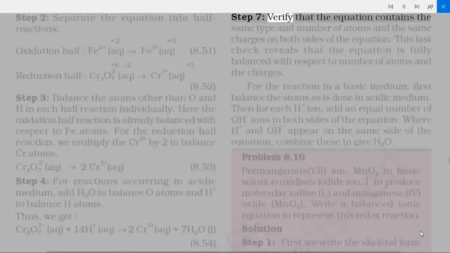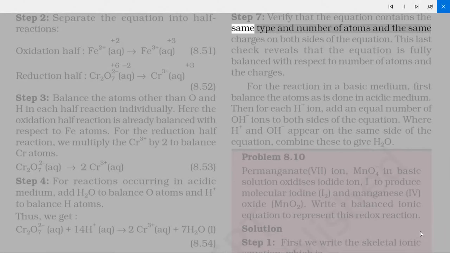Step 7. Verify that the equation contains the same type and number of atoms and the same charges on both sides of the equation. This last check reveals that the equation is fully balanced with respect to number of atoms and the charges. For the reaction in a basic medium, first balance the atoms as is done in acidic medium. Then for each H⁺ ion, add an equal number of OH⁻ ions to both sides of the equation. Where H⁺ and OH⁻ appear on the same side of the equation, combine these to give H2O.